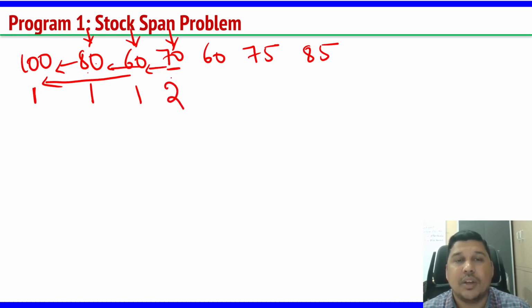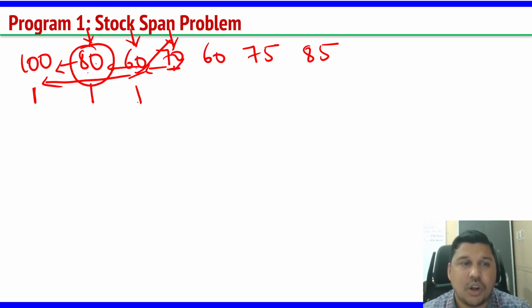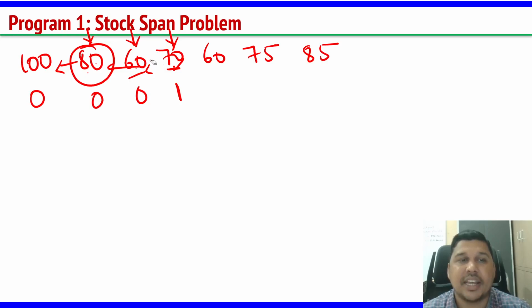Why am I including 2 here? Because this index minus this 80 index. It means consecutively 2 days the stock was in increasing order. It was 60, and then it increased to 70. The span is 1 day here. Why did I keep 1 here? Because the previous one day, the stock value was lesser than 70.